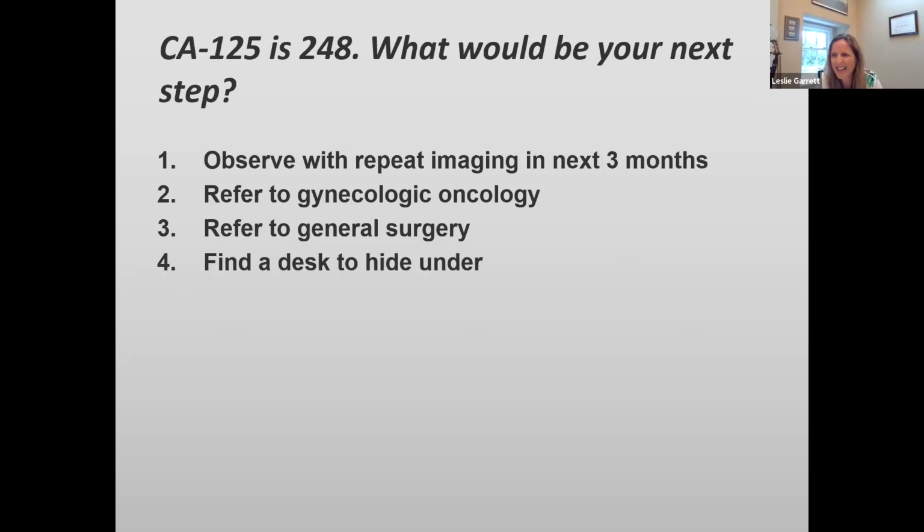And so now your options are, well, repeat imaging, see if it grows, see if it changes. Probably none of you would do that. Refer to gyn onc, which is probably, you're all going, yep, that sounds good. Refer to general surgery, hopefully not, or fly to Heidelberg. You might choose 2 and 4, but hopefully you'll do 2 first. So that's the first case.